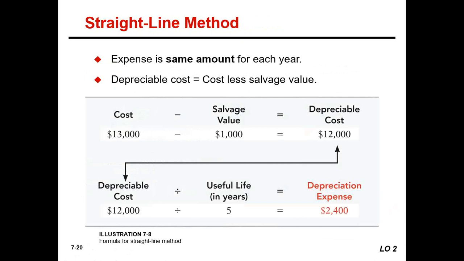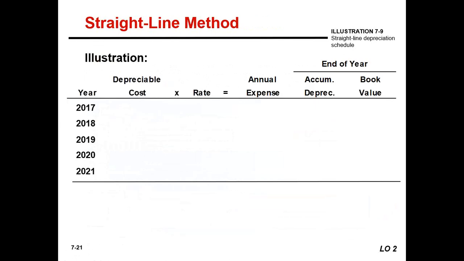Cost minus salvage value or trade-in value, or there's another word for that. I can't think of it right now. Divided by the useful life. So for straight line, depreciable cost is $12,000.